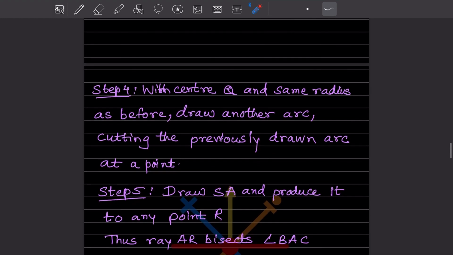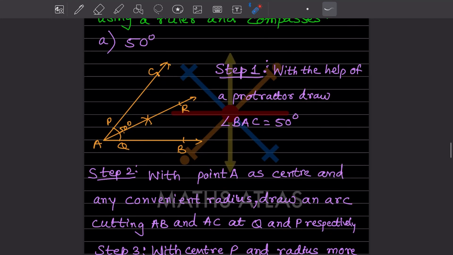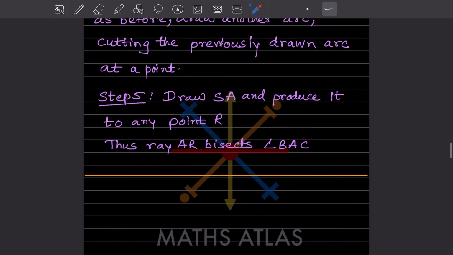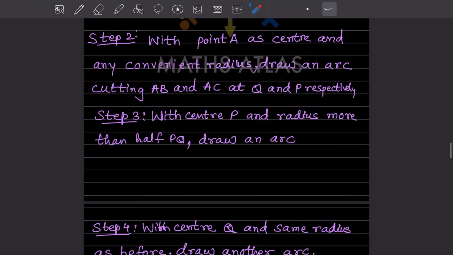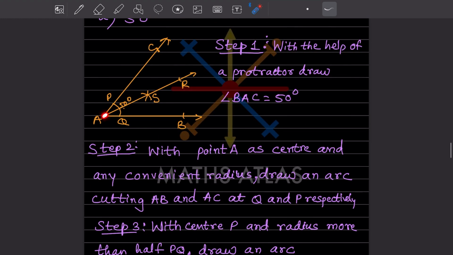A. So what are you going to do here? Then you can call this point S. Join SA and produce it to any point R. One point is fixed and the other is like this, and that is called a ray. So ray AR bisects angle ABC. Can you see this ray? Because this is a fixed point, and you can see an arrow over here. That means it is a ray. So we say this is the ray AR.